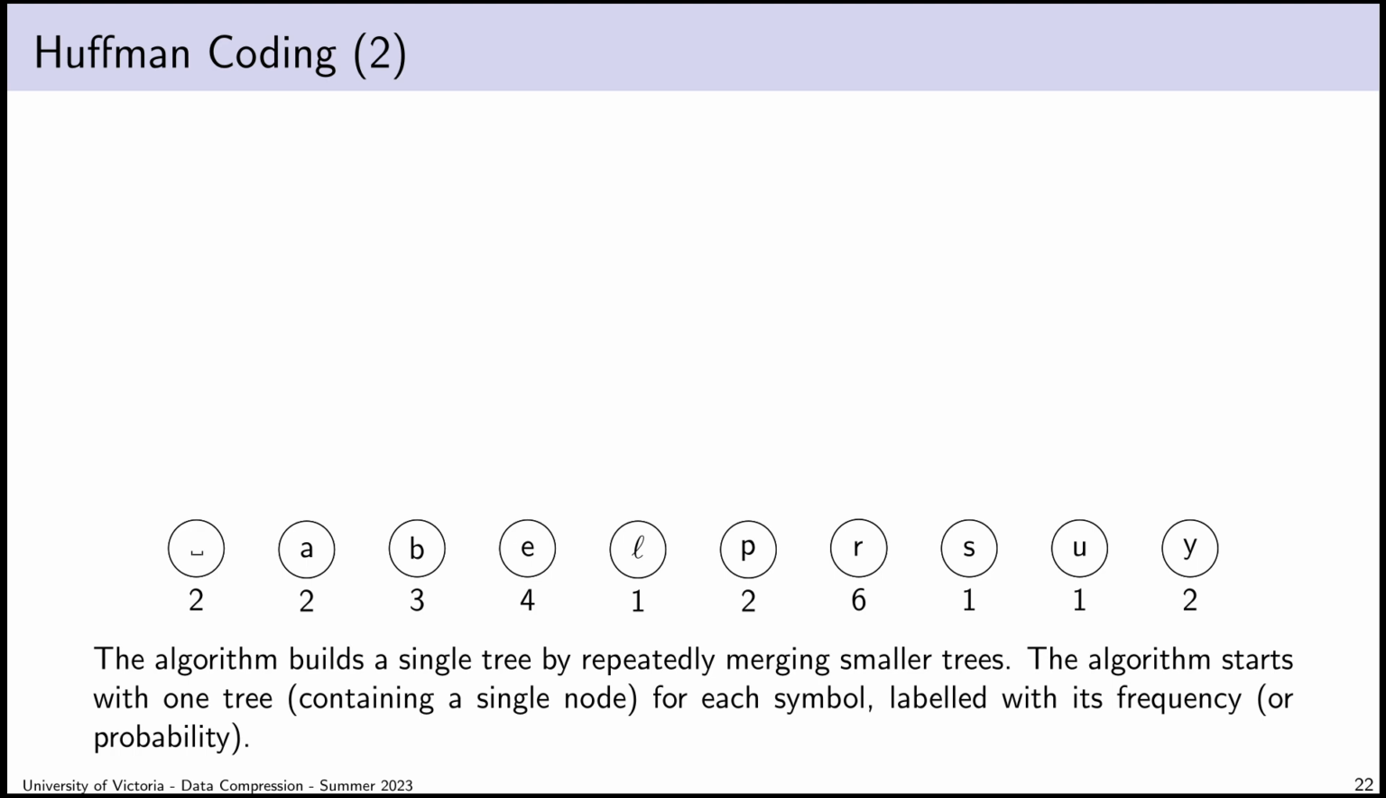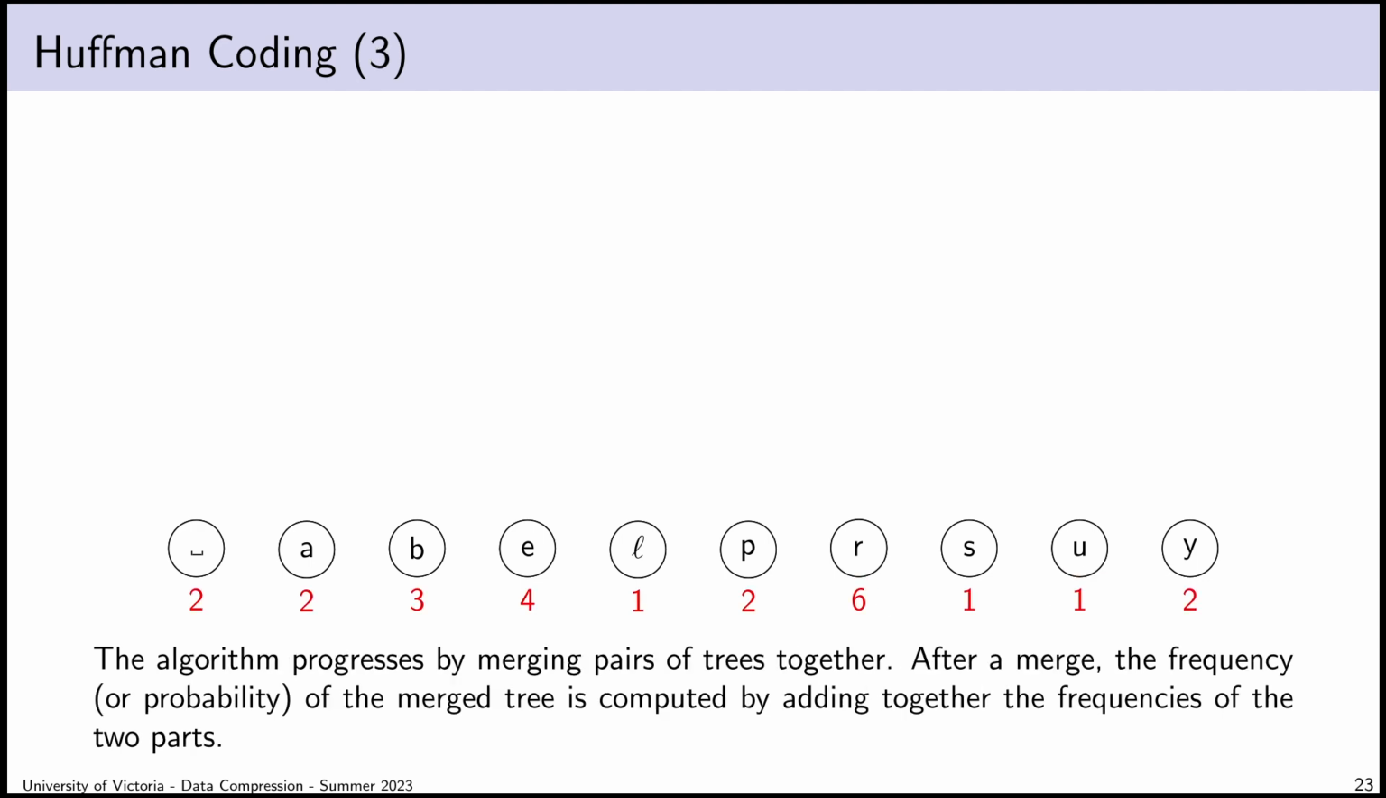So at each step, I'm going to have some set of subtrees, some of these small trees, and they are going to be labeled with their frequency or their probability. So this labeling is the same as in the previous example. So here's U which occurs only once, its frequency is 1. Here's R that occurs 6 times, its frequency is 6.